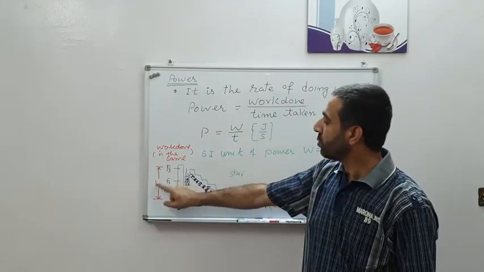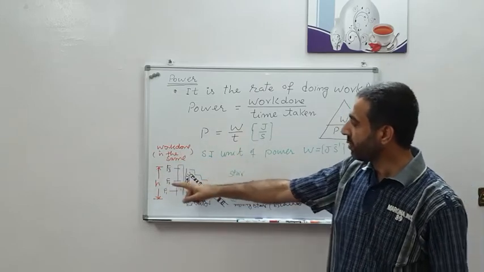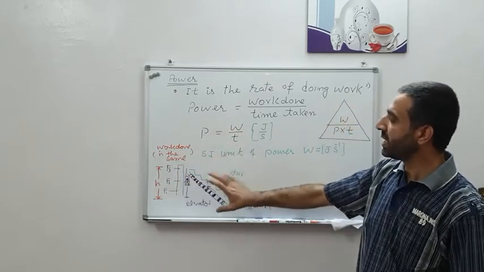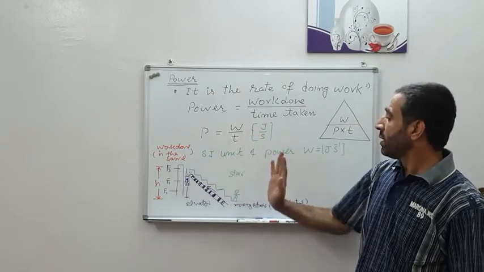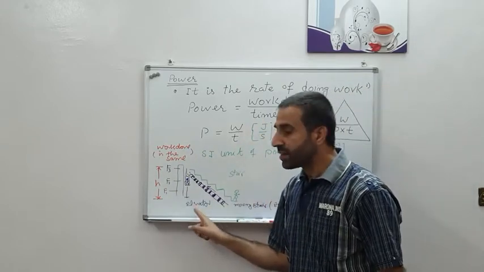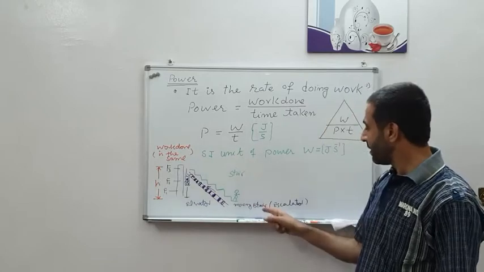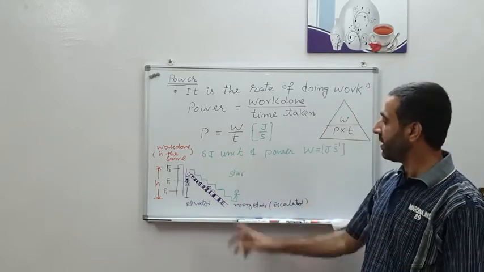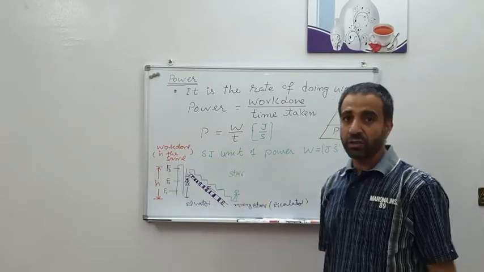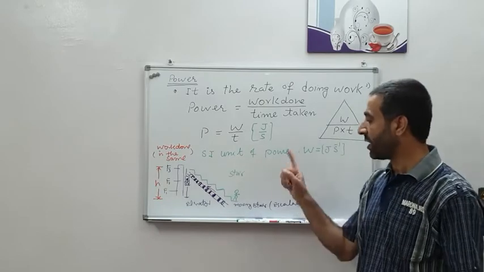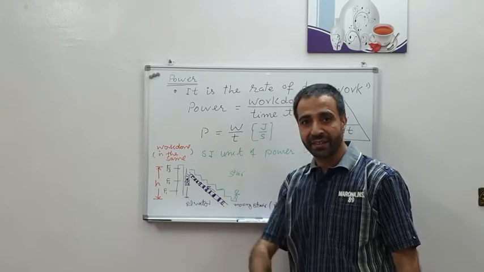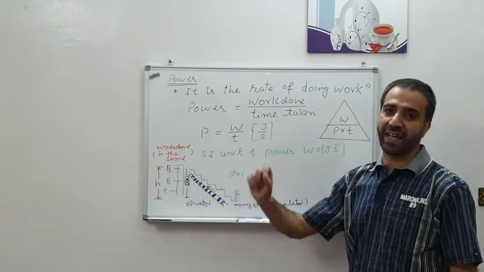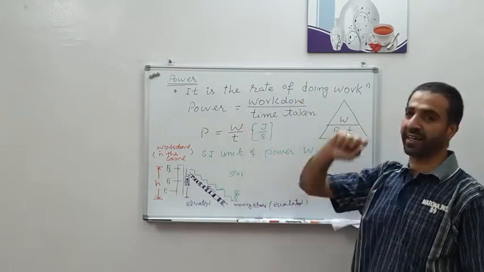What is the work done? Your work done is MGH. The work done is the same, right? But who is doing it faster? The elevator, and then the escalator, and then you yourself. So who has a greater power? You, the moving stair, or the elevator? The answer is the elevator. The elevator has a greater power.